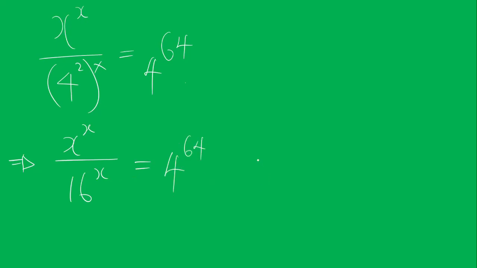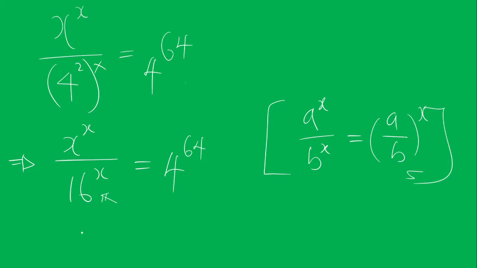According to the law of indices, if the exponents are the same, like a to the power of x divided by b to the power of x, this whole thing will be a all over b in parentheses all to the power of x. So that is what we're going to apply here. We now have x divided by 16 all to the power of x is equal to 4 to the power of 64.